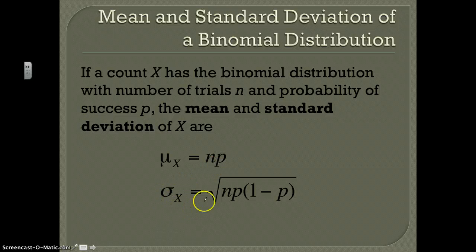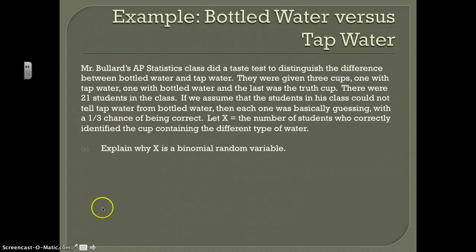And standard deviation, a little bit more work to be done. Of course, we have the square root involved here. And then n times p times 1 minus the probability of a success. So let's take a look at a quick example.